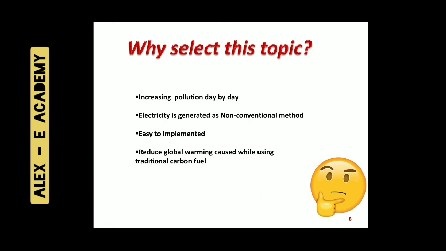Why select this topic? Increasing pollution day by day. Nowadays, pollution is increasing. Electricity is generated as a non-conventional method. This technology does not harm any natural resources because energy is collected from human footsteps. Easy to implement. It can be implemented in any location. Reduces global warming cost while using traditional carbon fuel.